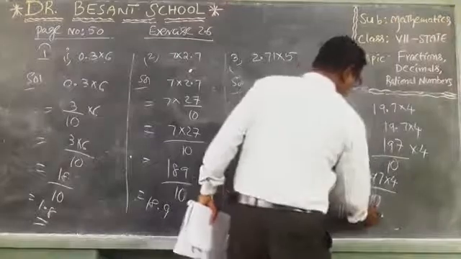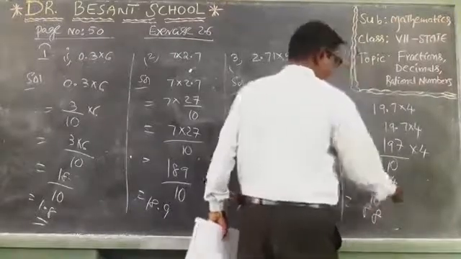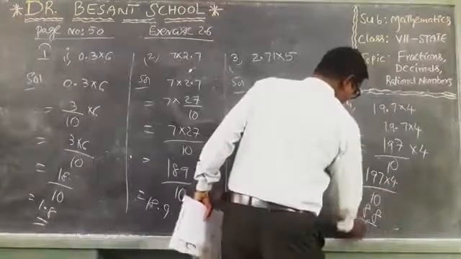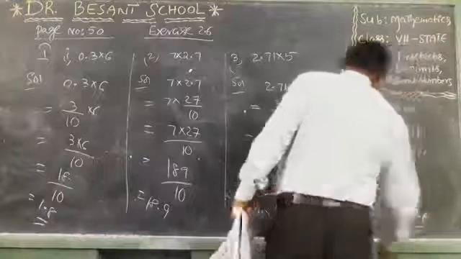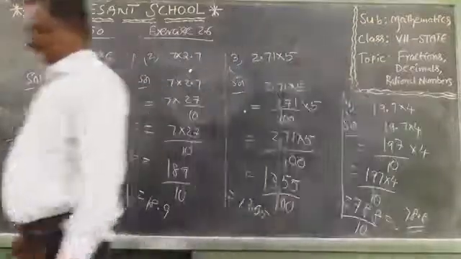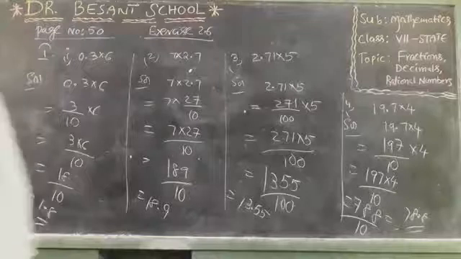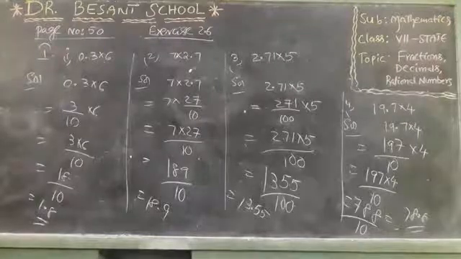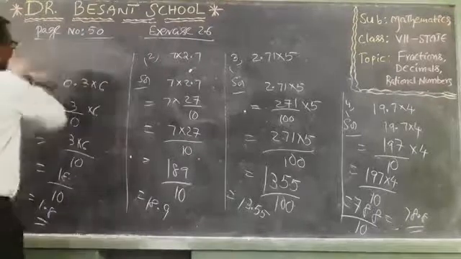4 7s are 28. 4 9s are 36 plus 2, 38. 4 1s are 4 plus 3, 7. 788 by 10. That comes as 78.8. Okay, children, I hope you have understood these problems from this Roman, how we are doing them. Yes, children. Some other problems are there from this Roman.